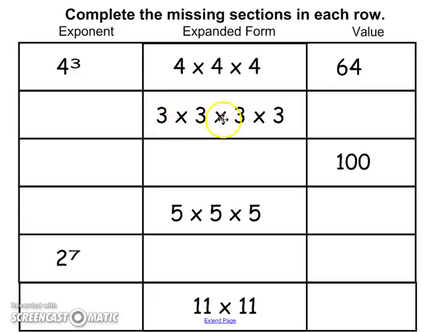1, 2, 3. There are 4 3s here, so my base number is 3. There are 4 of them, so 3 to the 4th power. And when I multiply these 4 3s together, you'll notice I get 81. And so understand 4 to the 3rd and 3 to the 4th, even though they're the same numbers, because of their positioning, that changes the actual outcome.